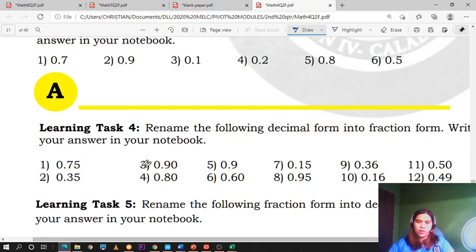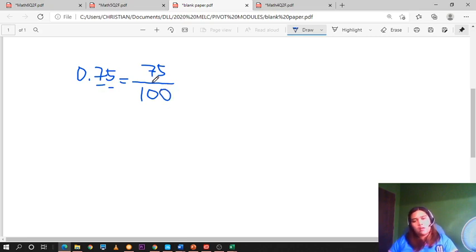Then, for learning task 4, rename the following decimal form into fraction. So, decimal number yung given, gagawin nating fraction. For example, sa number 1, we have 75 hundredths. Okay, so gagawin natin siyang fraction. Siyempre, ang fraction may numerator, denominator. So, 75. Yung kung ano yung nasa decimal number, yun ay susulat natin sa taas. And how many decimal places ba ang 0.75? So, we have 1, 2. Ibig sabihin, dalawang 0 ang ating ilalagay. So, yan yung fraction form ng decimal na 0.75.